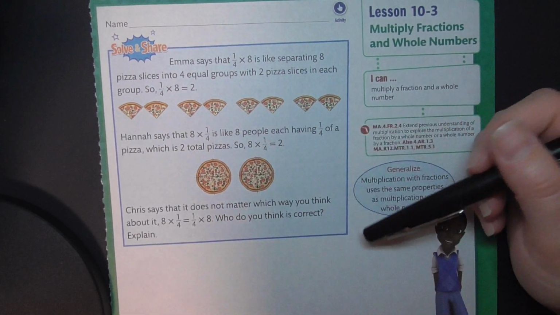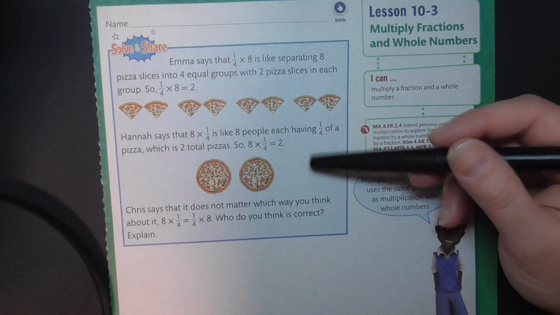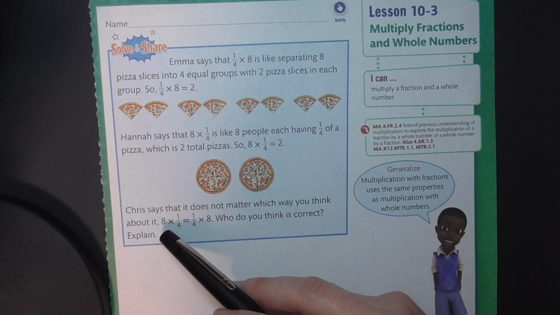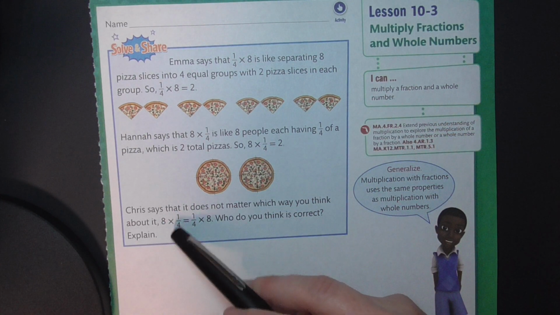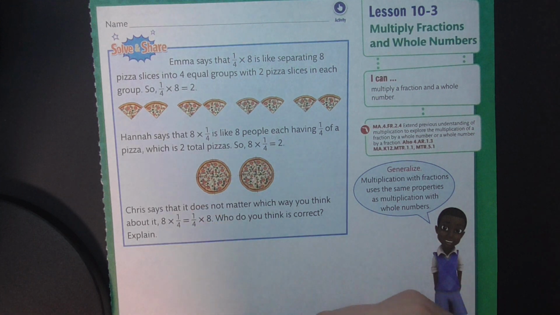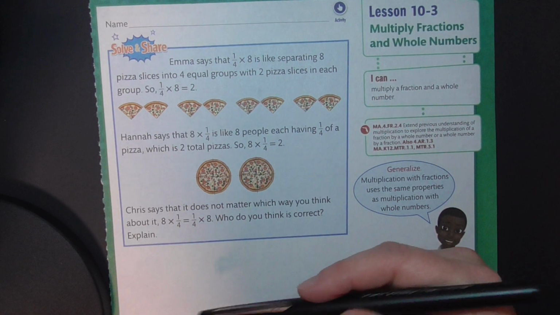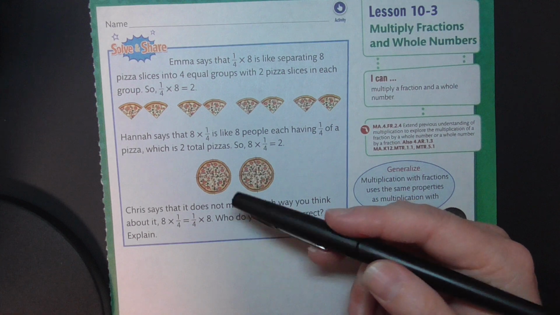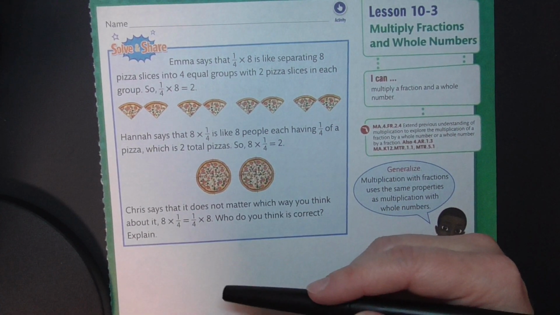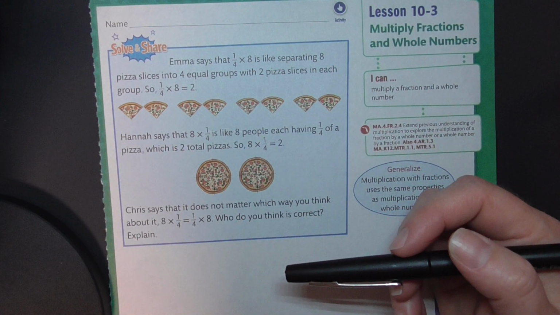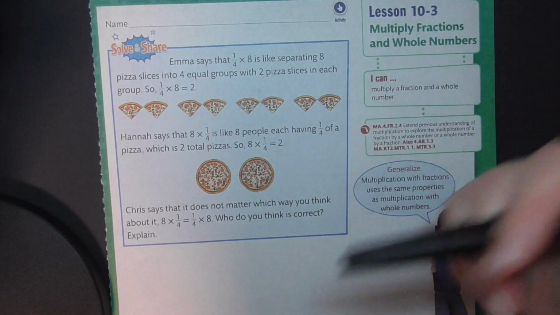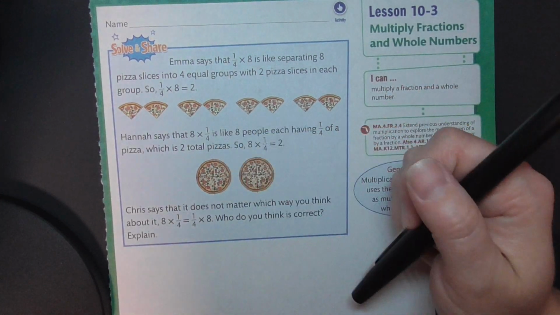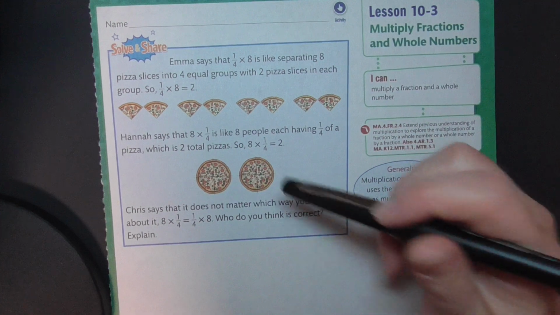And this is because of the associative property of multiplication. So basically what it says is 8 times 1/4 is the same as 1/4 times 8. It's the same type of thinking that we use when we say 2 times 3 equals 6 and 3 times 2 equals 6. It's the same thing. Doesn't matter which way you multiply it, you will get the same answer.